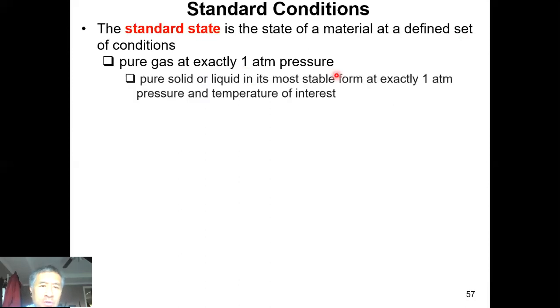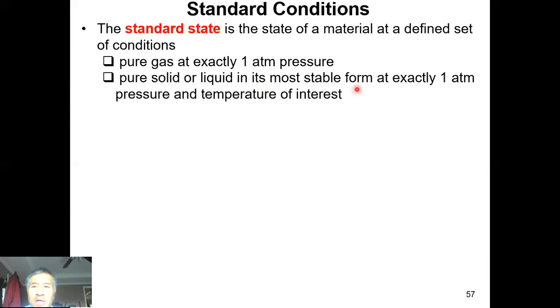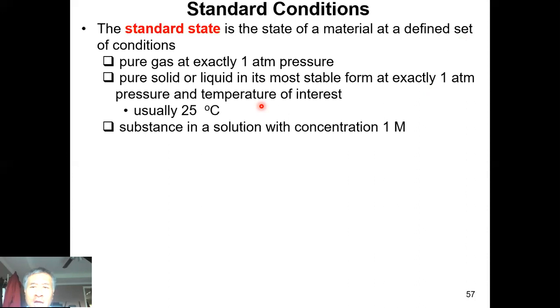Okay, so next we're going to study a special set of temperature and pressure. We call that standard condition. Not only temperature and pressure, we call them some other specifications. So the standard state is the state of a material at a defined set of conditions. Pure gas at exactly 1 atm pressure and pure solid or liquid in its most stable form at exactly 1 atm pressure and the temperature of, usually, 25 degrees Celsius. Substance in a solution with concentration should be 1 molar.